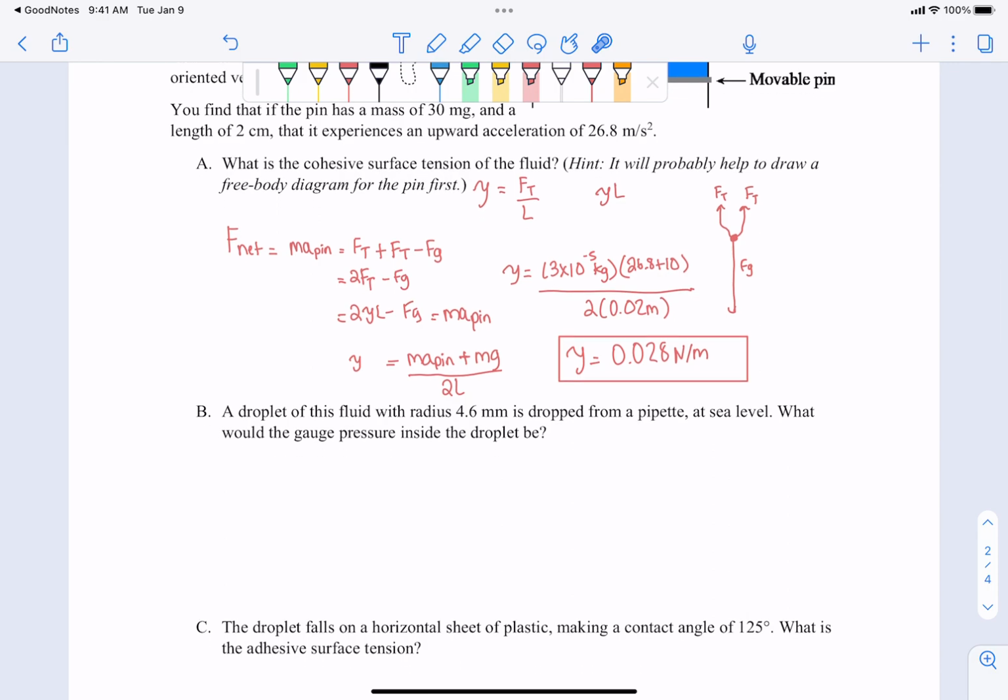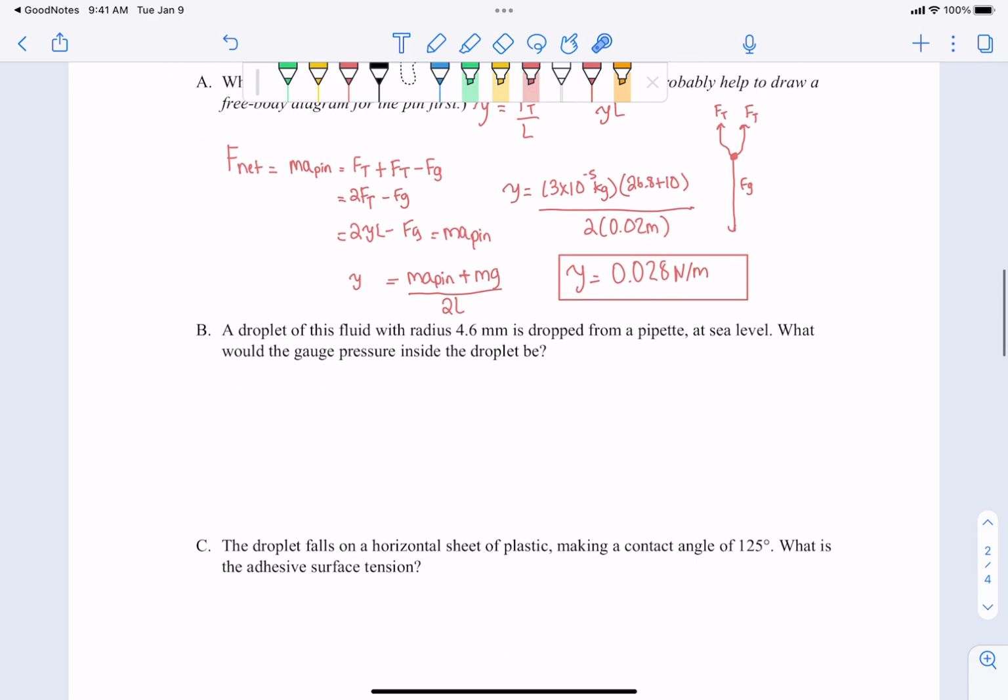Are we all good to move to part B? Yep, okay. So part B is saying a droplet of this fluid with radius 4.6 millimeters is dropped from a pipette at sea level. What would the gauge pressure inside the droplet be?